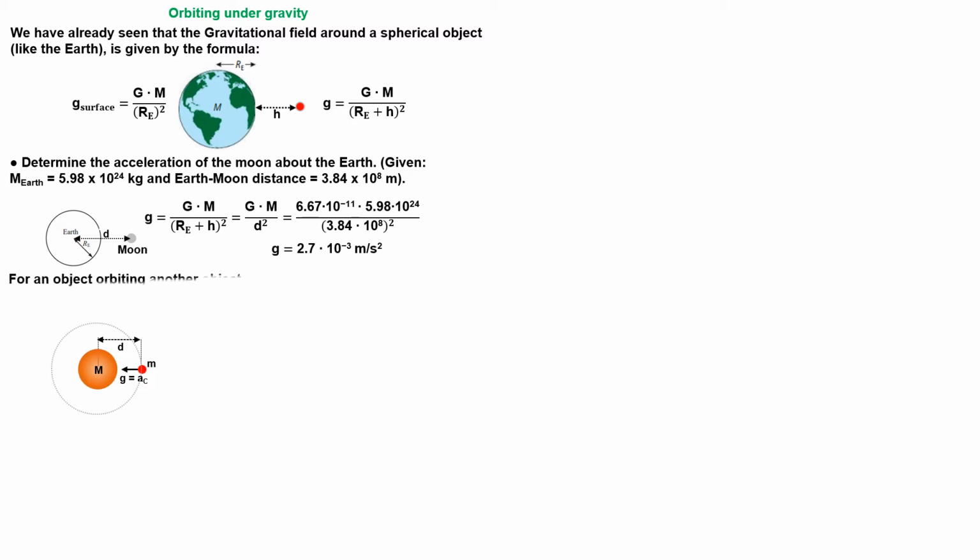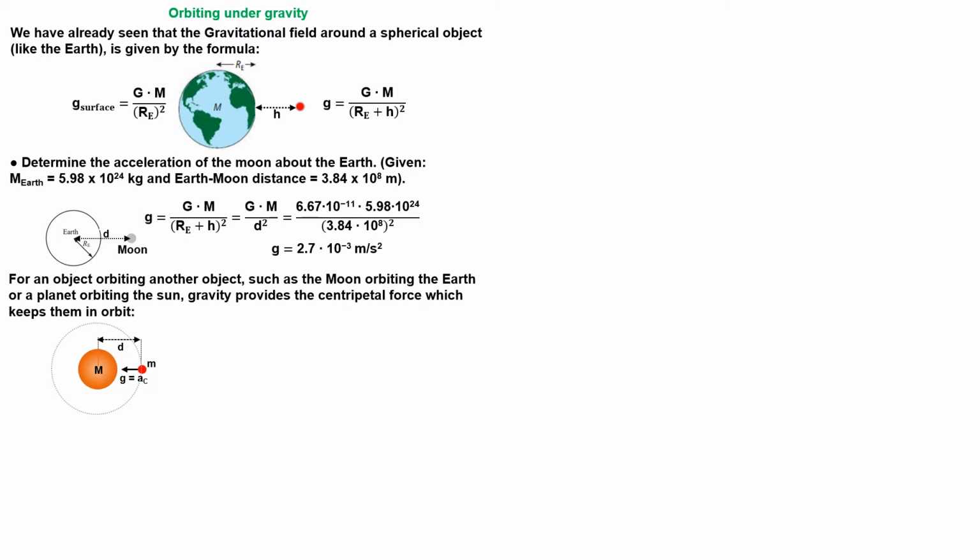For an object orbiting another object, such as the Moon orbiting the Earth, or a planet orbiting the Sun, gravity provides the centripetal force which keeps them in orbit. Therefore, the acceleration of gravity is the centripetal acceleration. If we equate them, we get this equation. This equation allows us to calculate, for example, the speed at which a satellite must travel to stay in a particular orbit. The equation above can be applied to the planets of our solar system.